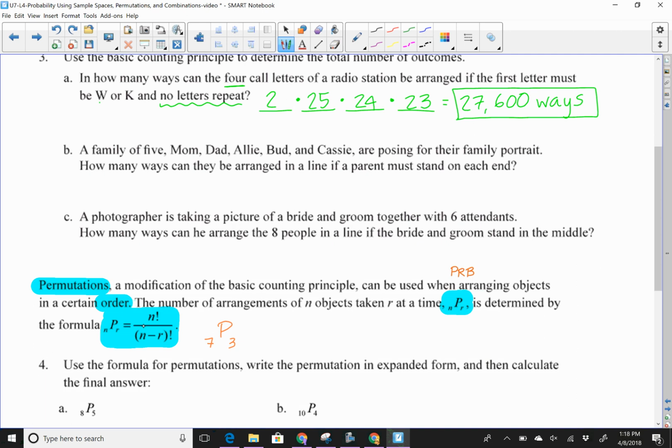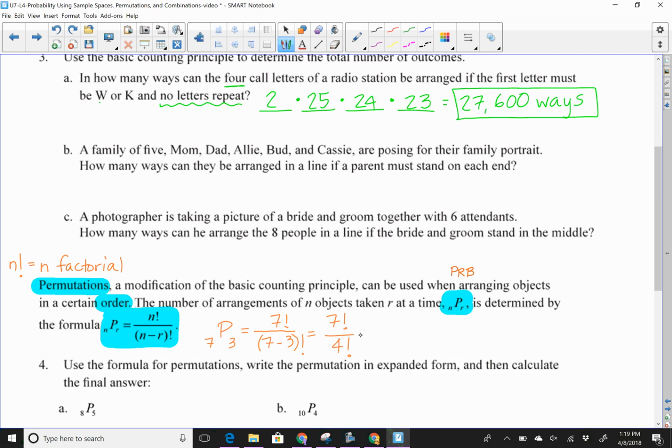And actually, before I talk about that, I need to make sure y'all know what this little thing right here means. N with an exclamation point is read N factorial. Let me put it in the formula and then I'll explain more of what that means. So 7P3 means that I'm going to have 7 factorial on top, and on the bottom is 7 minus 3 factorial. So that is 7 factorial over 4 factorial.